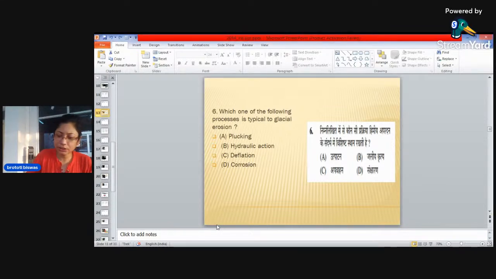So the next question, it has still not come on YouTube. Yes, it has come. Which one of the following processes is typical to glacial erosion? Now, if anyone can give me the answer, निम्नलिखित में से कौन सी प्रक्रिया हिमीय अपर्दन के संदर्भ में विशेष स्थान रखती है? If anyone can give me the answer.